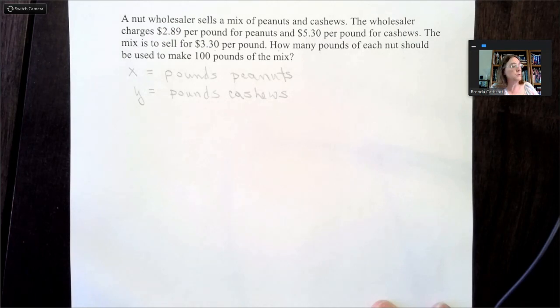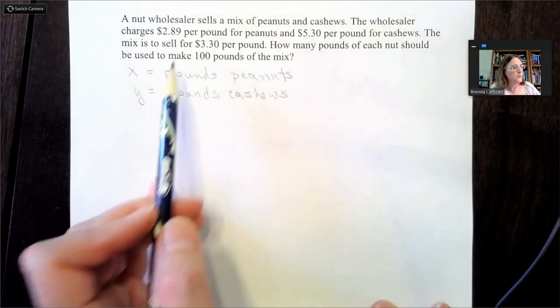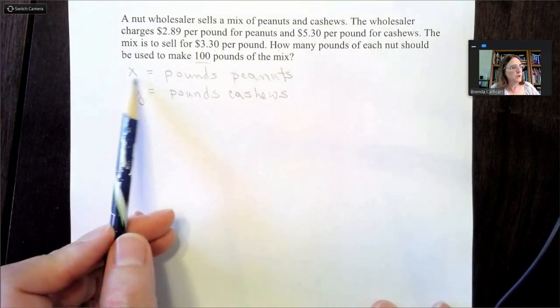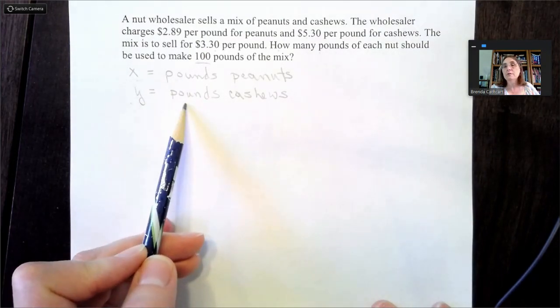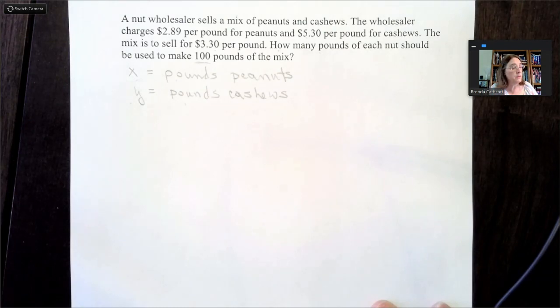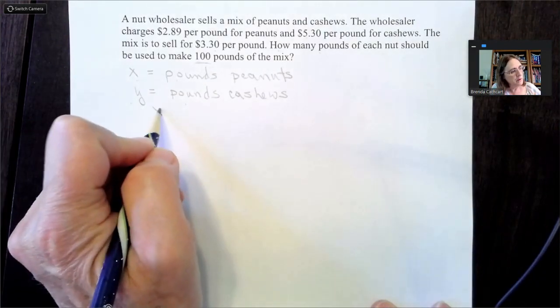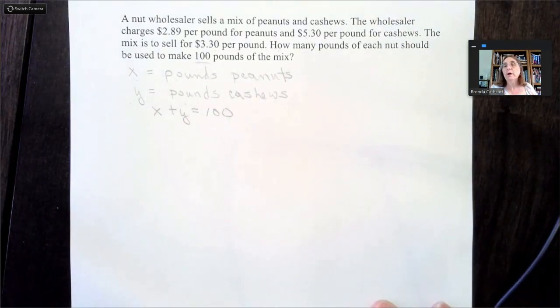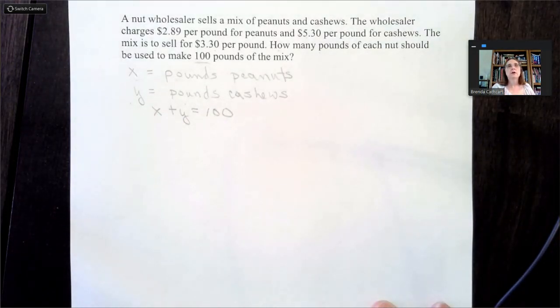Now I need to write some equations for these. First off, I know I need a total of 100 pounds. Well, if we have x pounds of peanuts and y pounds of cashews, put them all together. That means add them together, x plus y, and we have to have 100 pounds. So that gives us our first equation.